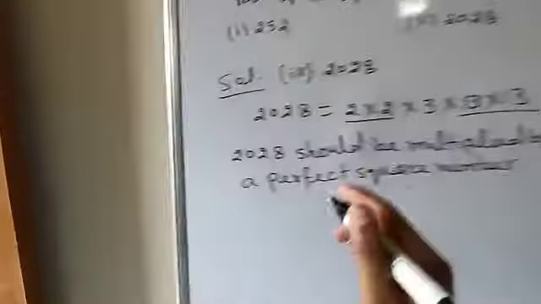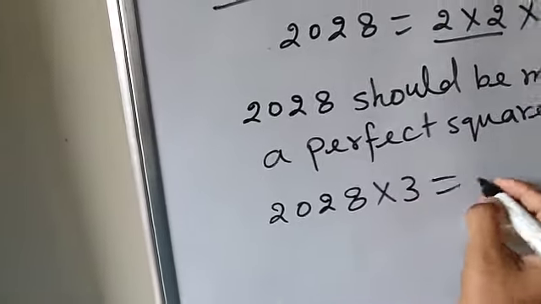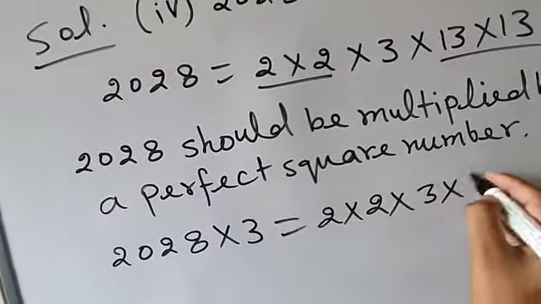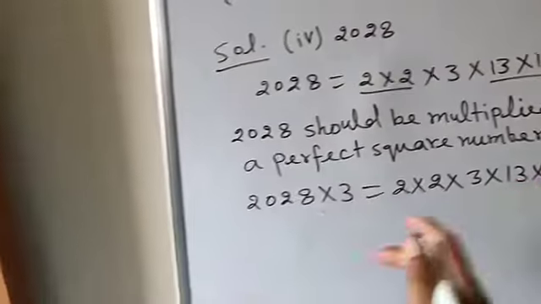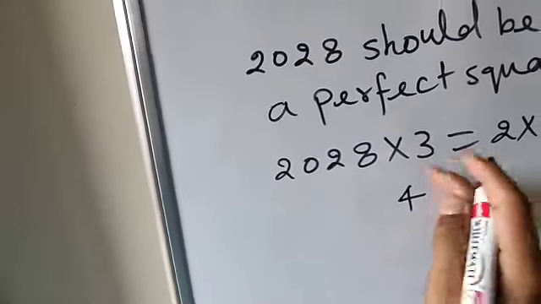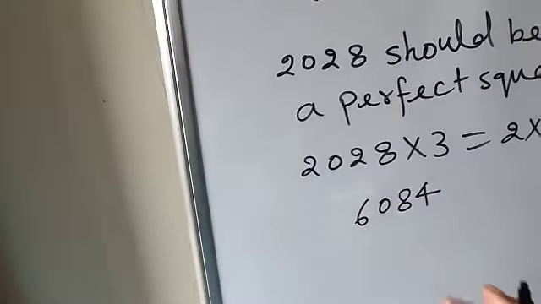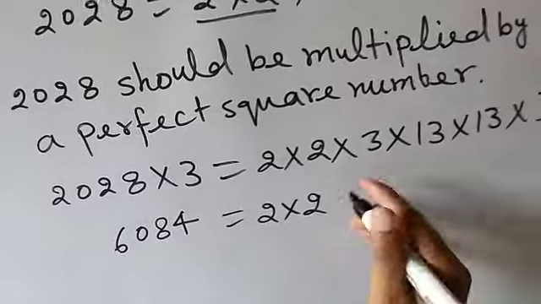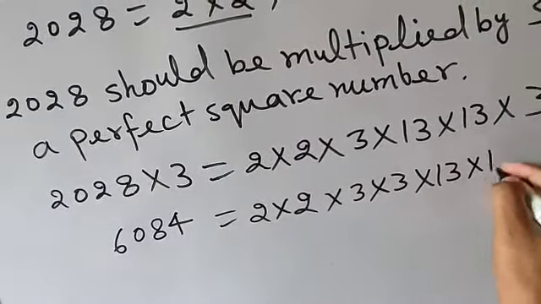Now if you multiply by 3, then it will be 2028 into 3. In the same way, on the right side also you will multiply by 3, like this, 13 into 3. Both sides you are going to multiply by 3. So 3 8 ja 24, 3 2 ja 6, 3 0 0, 3 2 ja 6. Now it is equal to 2 into 2. I am going to write both the 3s near each other. So 3 into 3 into 13 into 13.